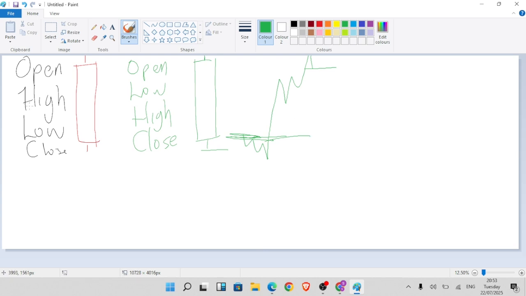What about this bearish situation? In a bearish situation, price will open, form a high, and then start going lower, form a low, and then close. And this becomes a bearish candle.